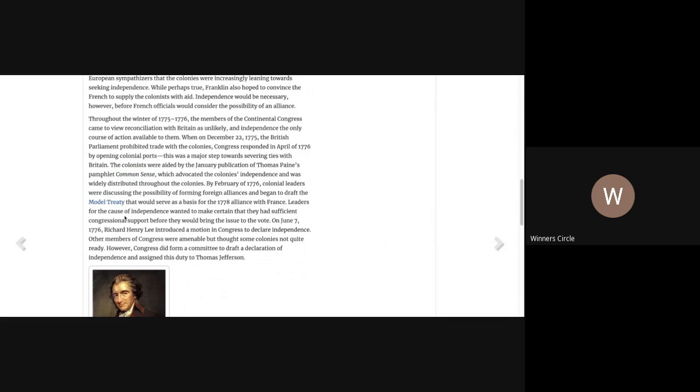Leaders for the cause of independence wanted to make certain that they had sufficient congressional support before they would bring the issue to the vote. On June 7th, 1776, Richard Henry Lee introduced a motion in Congress. What did he just say? A motion. Okay, so the Declaration of Independence is not a treaty, it is a motion.